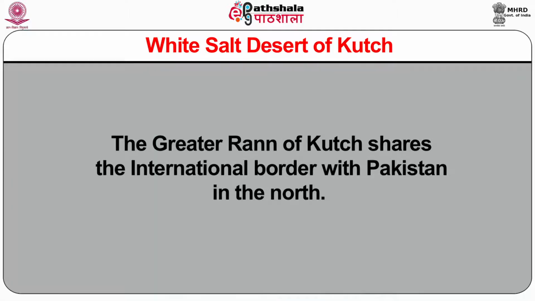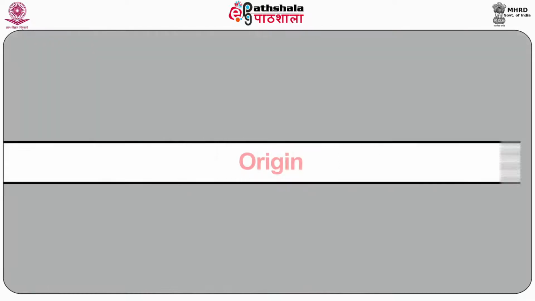The Greater Run of Kutch shares the international border with Pakistan in the north. Origin. In ancient times, the Run of Kutch was an extension of the Arabian Sea with little depth. Constant geological upliftment severed its connection with the Arabian Sea.